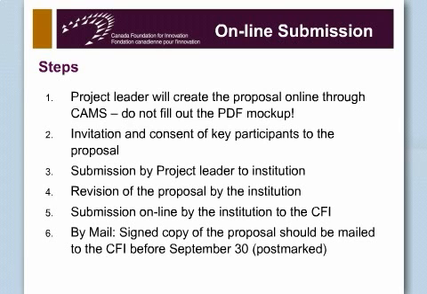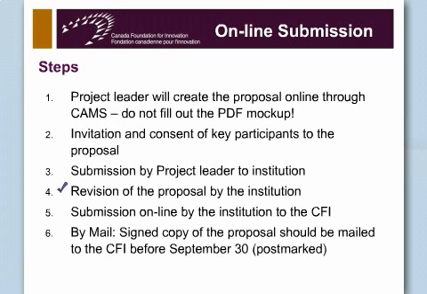So normally the project leader creates the proposal online through our CAMS online system. You should not fill out the PDF version of the proposal and send it to us. It has to be filled out online. Okay, as the project leader includes key participants, an invitation email will be sent to them and they will have to consent to participate in the proposal. Okay, when all the consents are received, the project leader will submit the proposal to the institution.